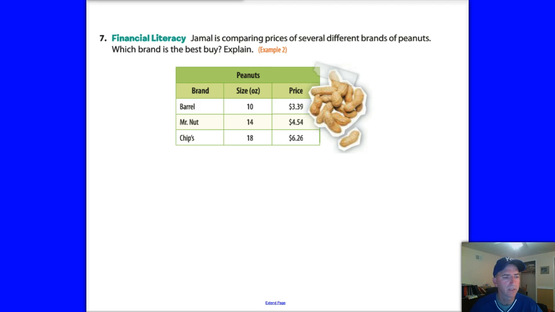We're going to answer question number 7 about financial literacy. This is basically the idea of what's the best deal? Let's say you go and buy something and there are 3 different sizes. You don't know what's the best deal.